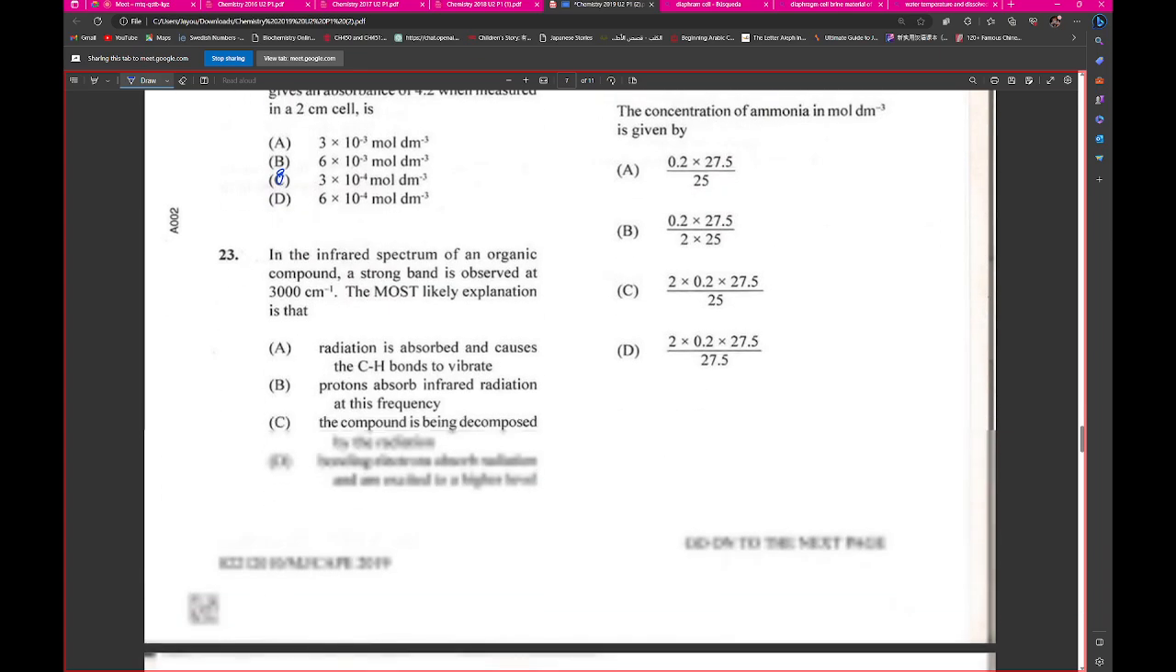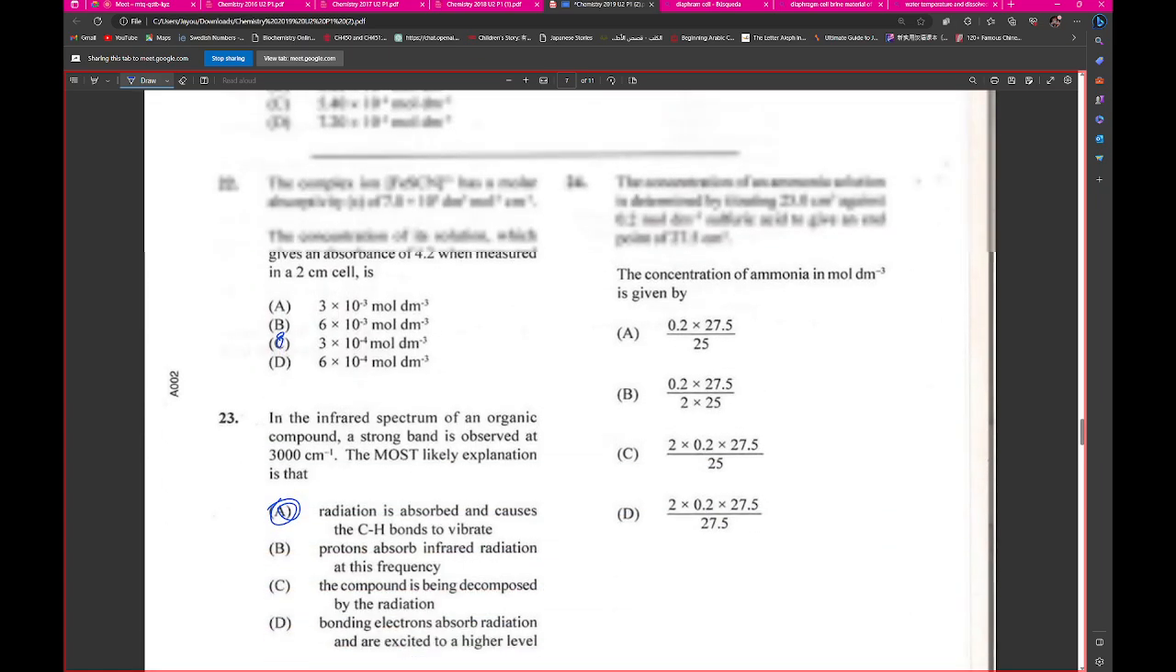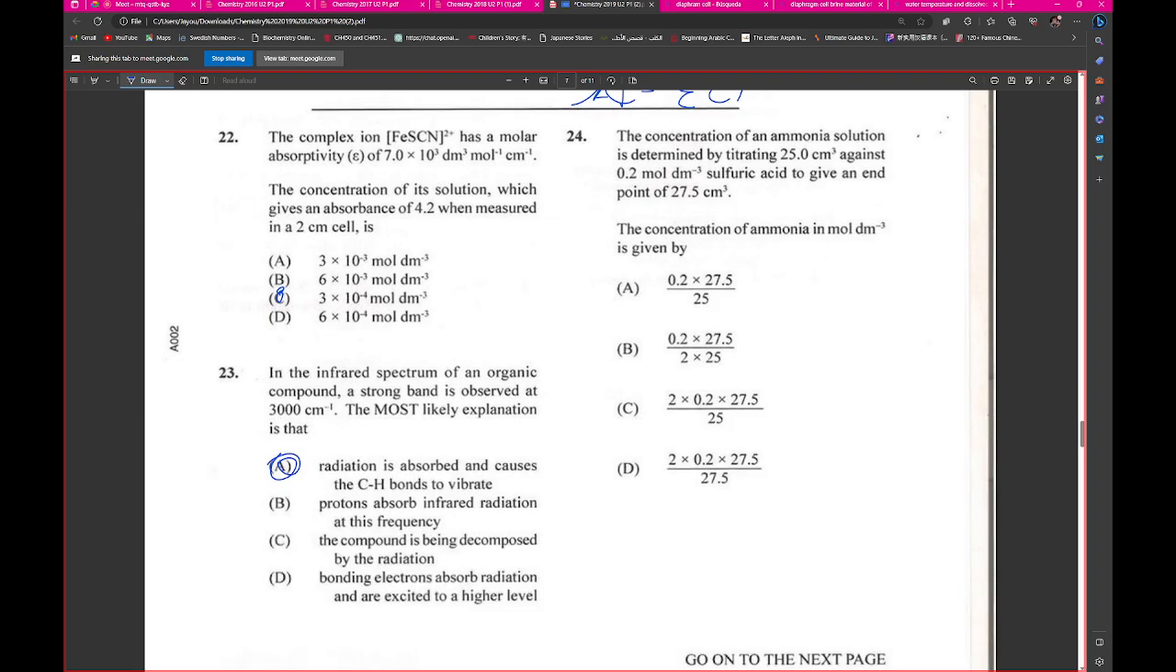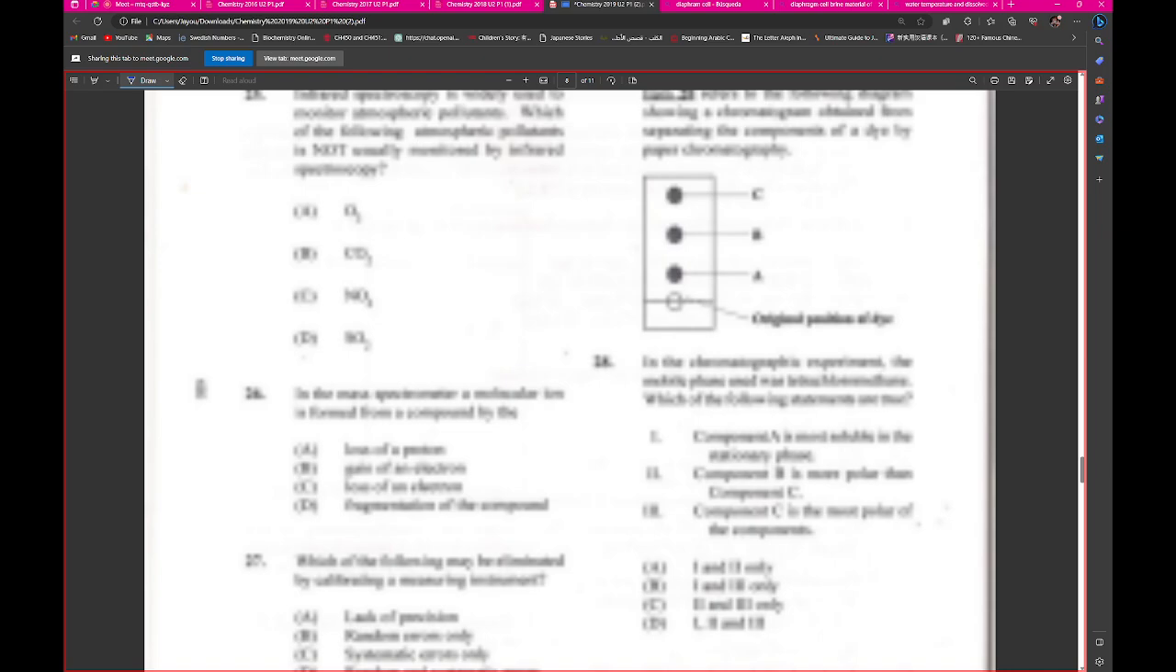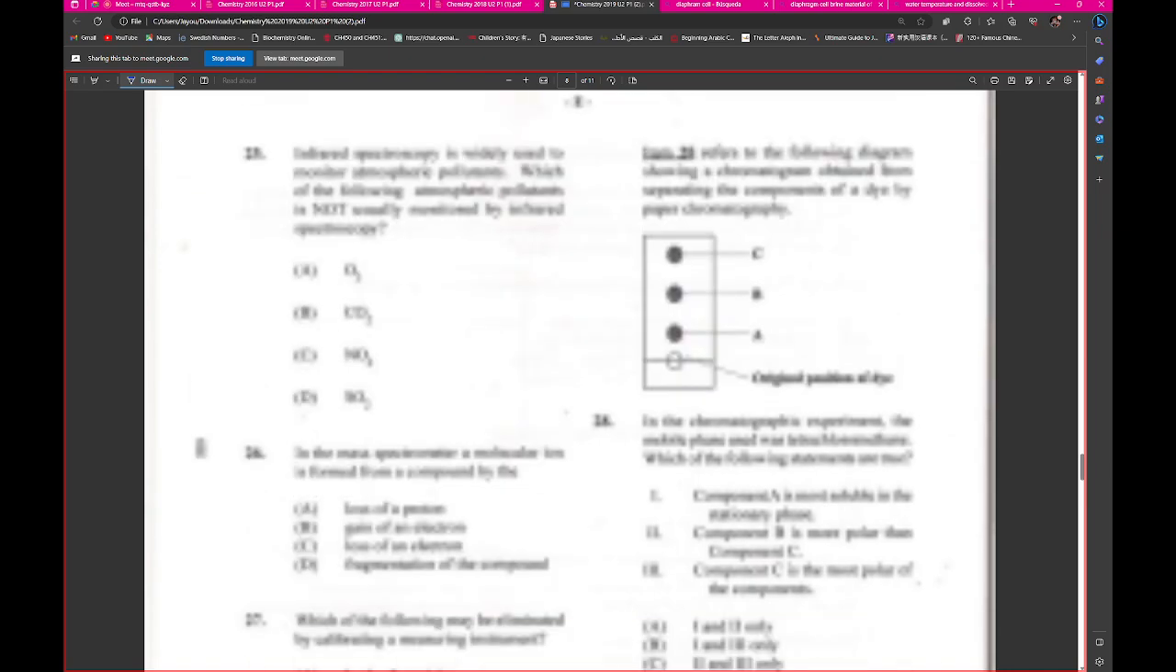The infrared spectrum of an organic compound. Alright, so we looked at this already. If it repeats, my bad for not really reading the questions properly. Alright, we got C for this answer as well. Because we don't want to waste too much time. Alright, so the infrared spectroscopy, right?